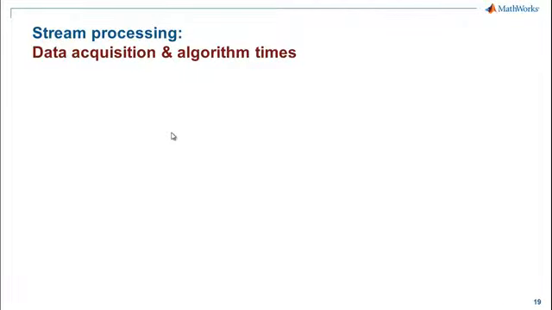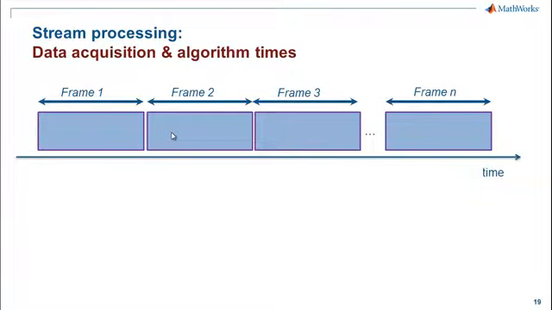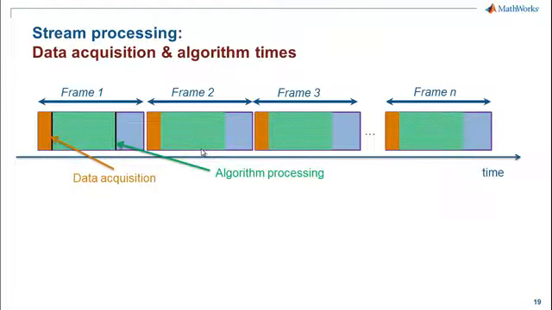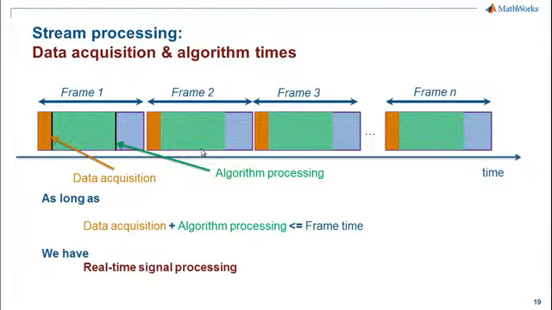Earlier we discussed stream processing, where we process large data. We divide it a frame at a time, and we process each frame fully before we process the next one. So there is some time spent in acquiring the data. There's an overhead, and there's also time spent in processing that data using the algorithm we designed. As long as the time spent in acquiring the data plus the time spent in using one of those algorithms to process the data is less than the frame time, then we have real-time signal processing.